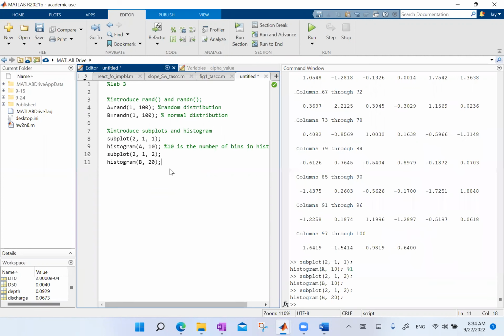All right. Any questions about those introductions about the random value and then the random distribution and then the subplots as well as histogram?